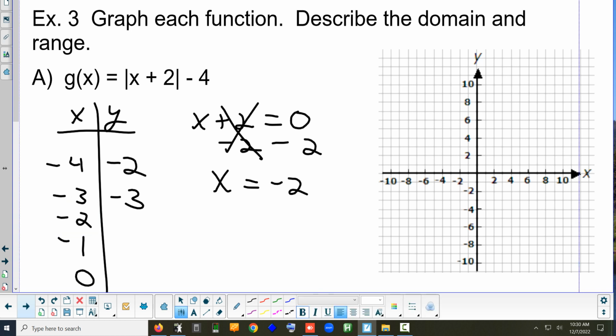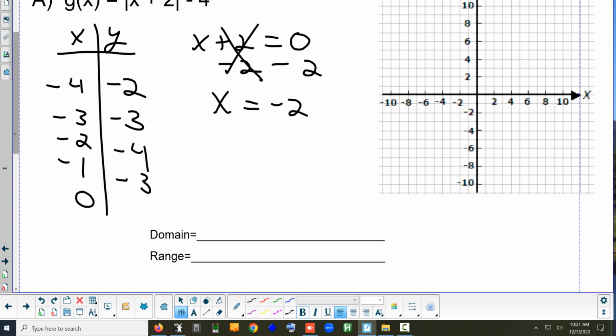Let's do -2. What's -2 plus 2? 0. What's the absolute value of 0? 0. And then -4 is -4. Let's do -1. Brady, what's -1 plus 2? 1. What's the absolute value of 1? 1. And what's 1 minus 4? -3. So we get -3. What's our last one going to be? -2.